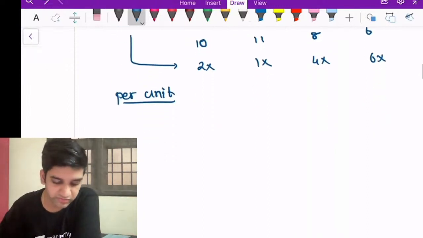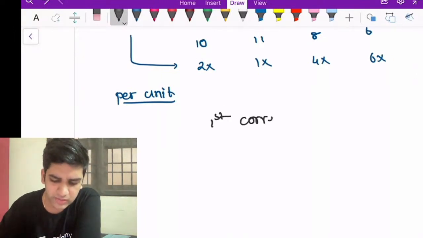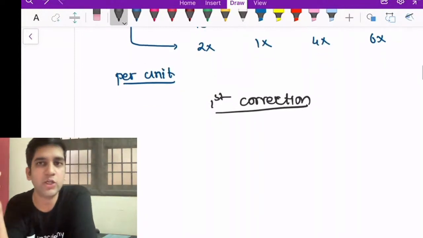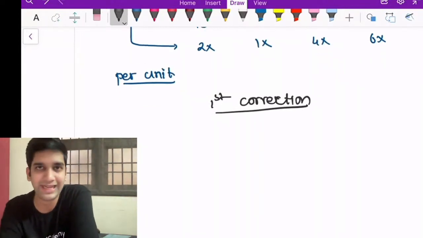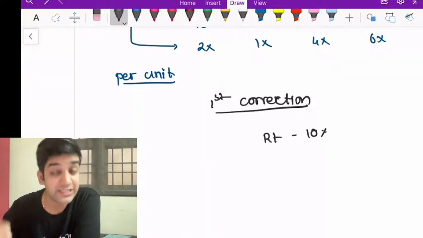So what I do in the first correction is very simple. I need per unit, that's all. The retic count will be given by your patient's lab. So let's say the retic count given by the lab is 10%. It's definitely high.